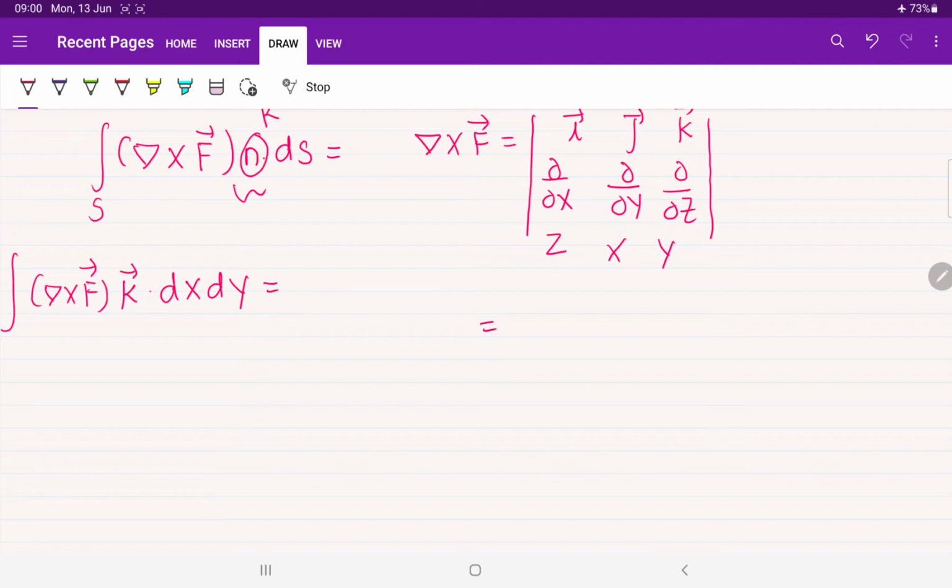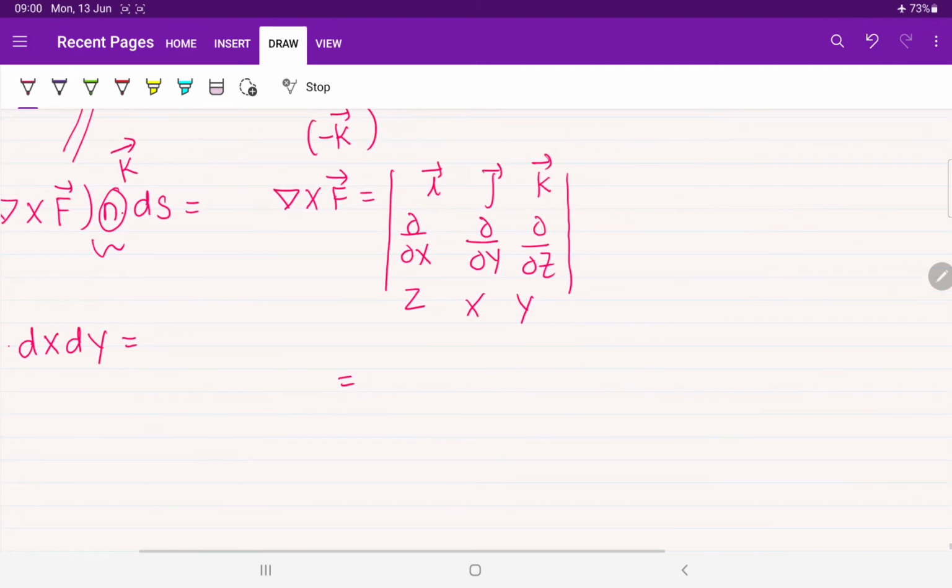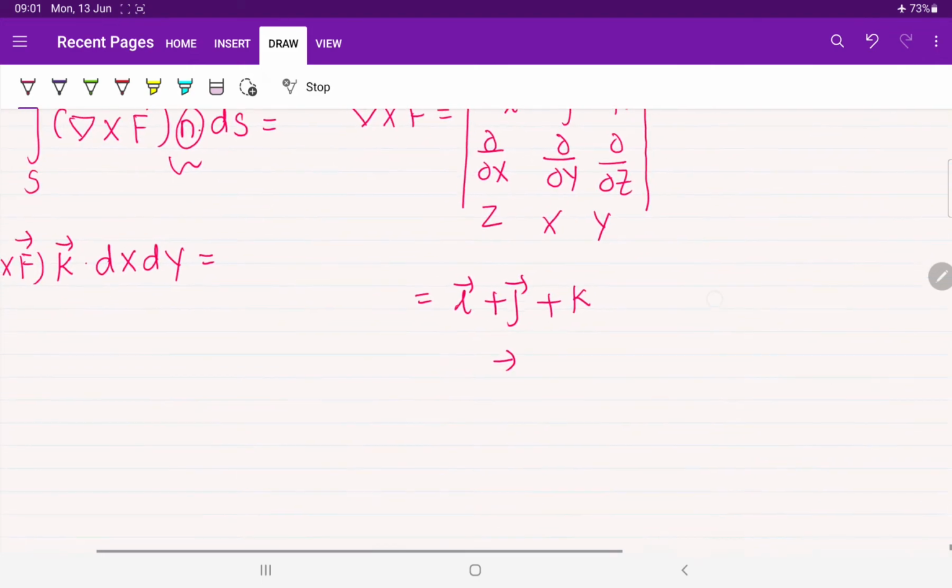I am assuming that you all know how to find the determinant, I also taught you in the previous lectures. So directly I am writing the answer. From here we will be getting i vector plus j vector plus k vector directly, that is the value of del cross F.